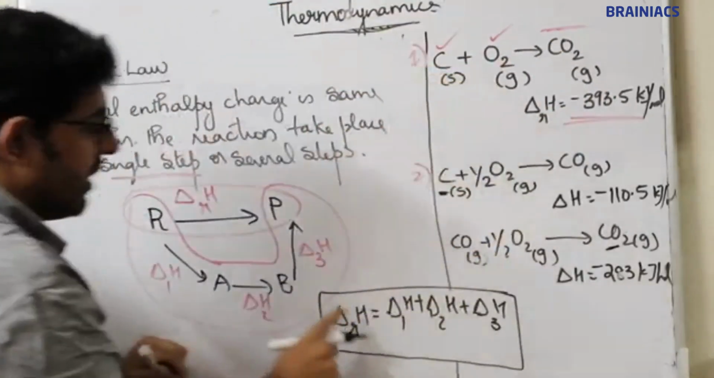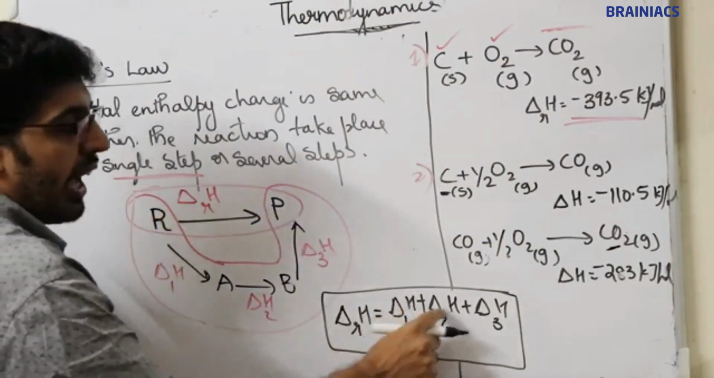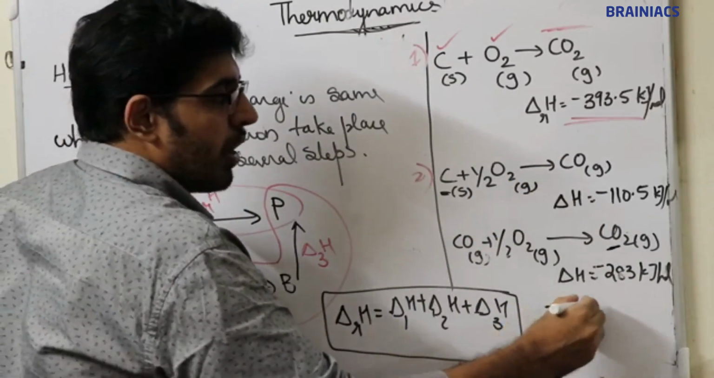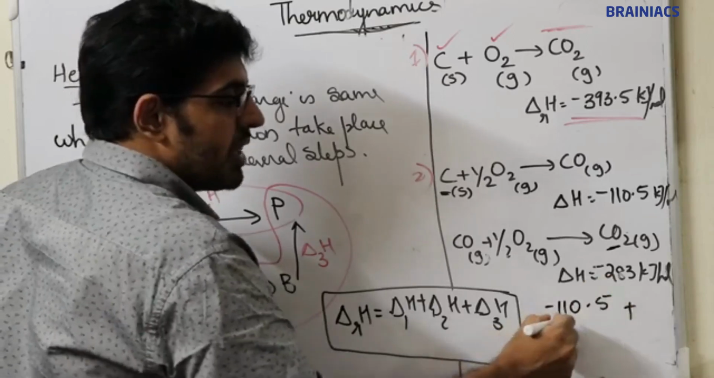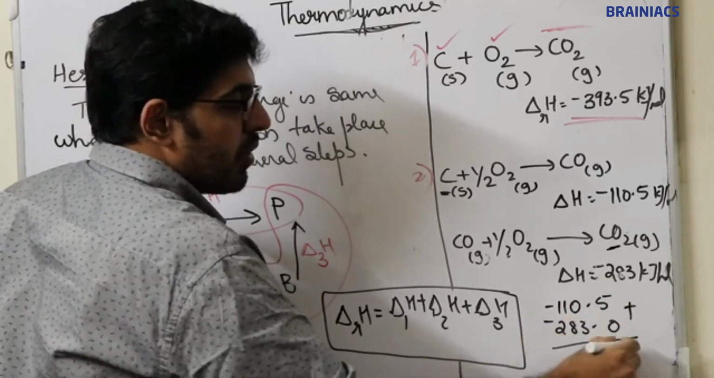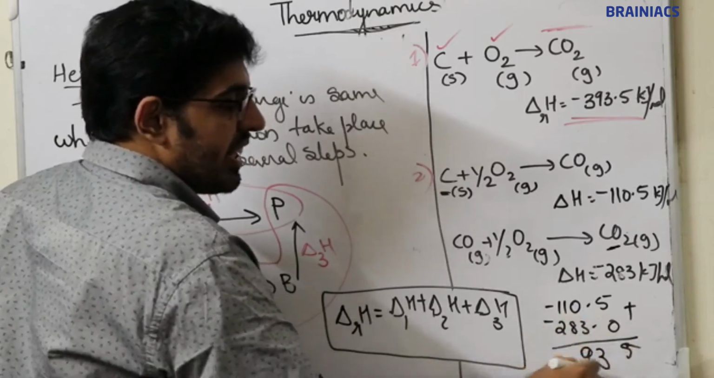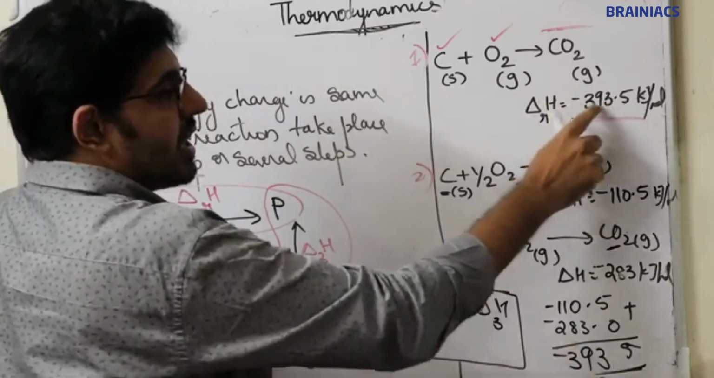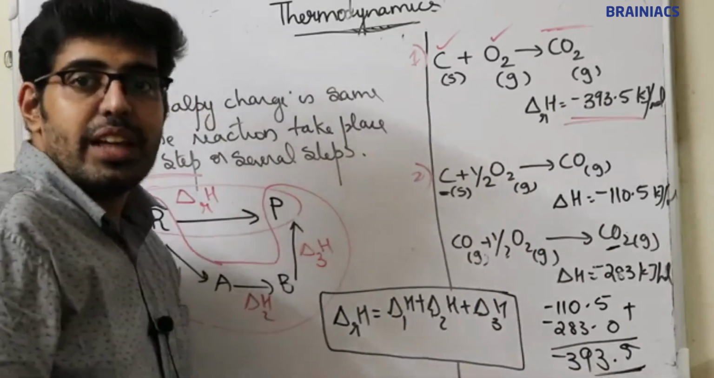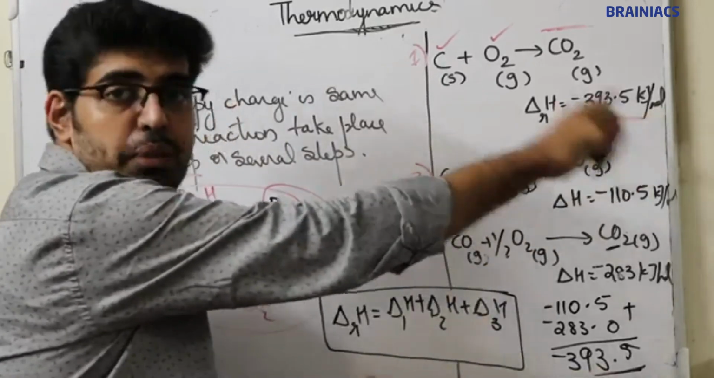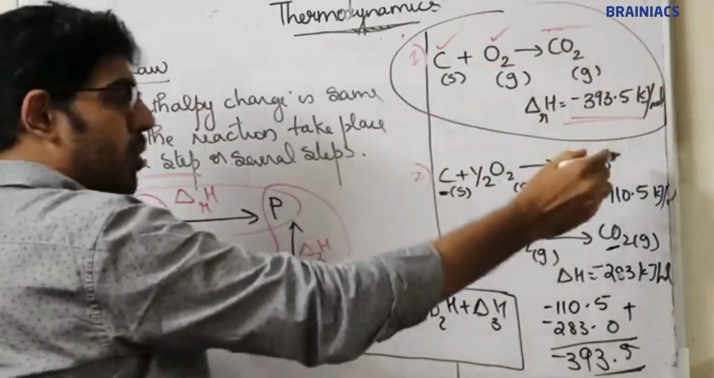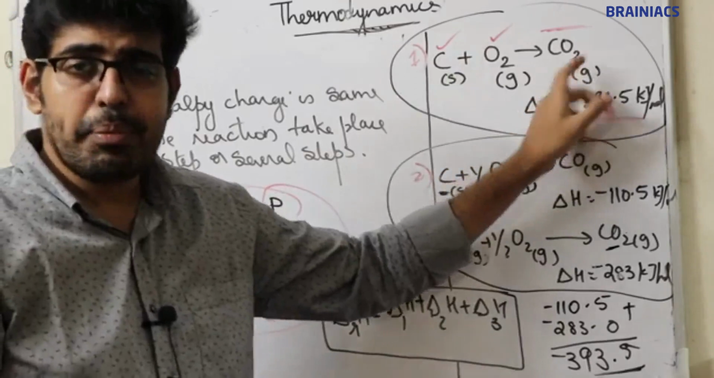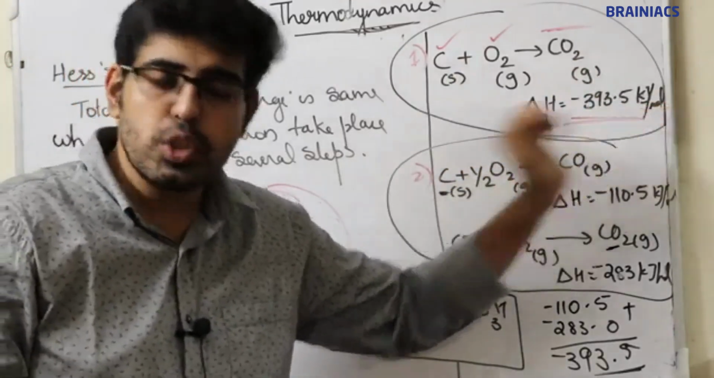Now if you add these two enthalpies, that is minus 110.5 plus minus 283.0, you will get minus 393.5, right? That means the total enthalpy change is the same whether the reaction proceeds in a single step or by several steps. Here carbon is converted to carbon dioxide in a single step. Enthalpy change is minus 393.5 kilojoules per mole.